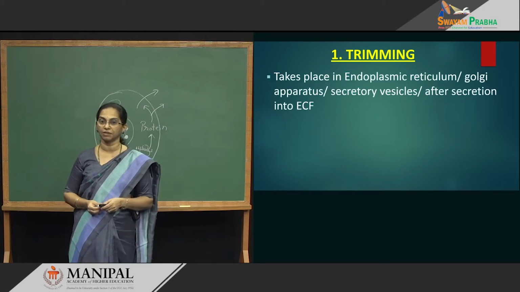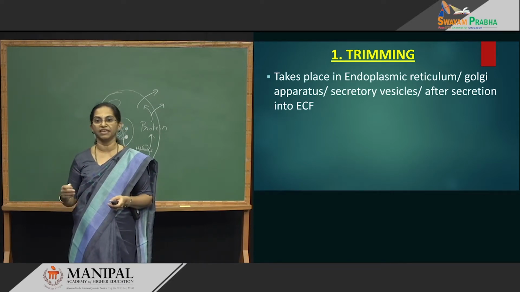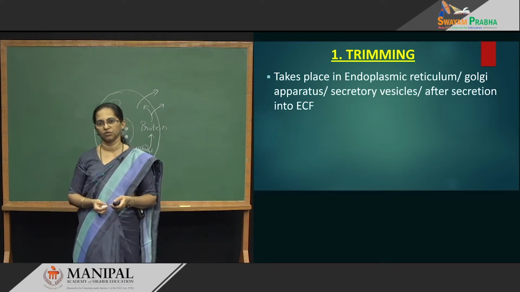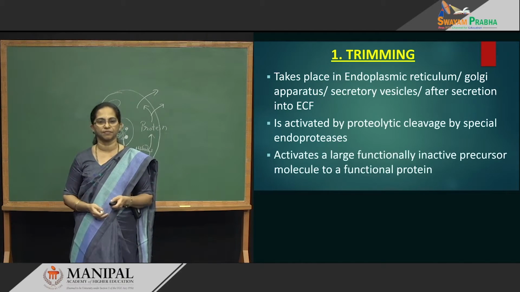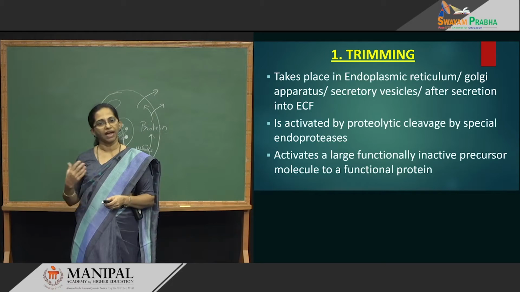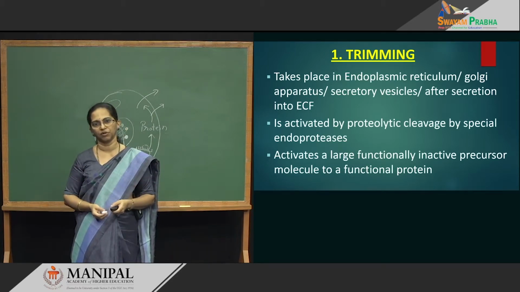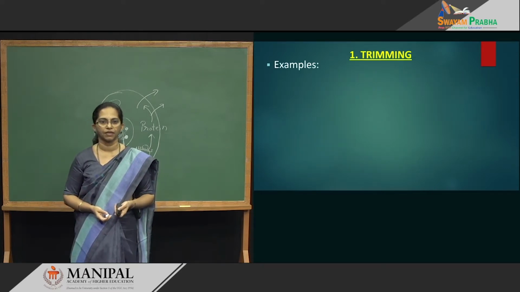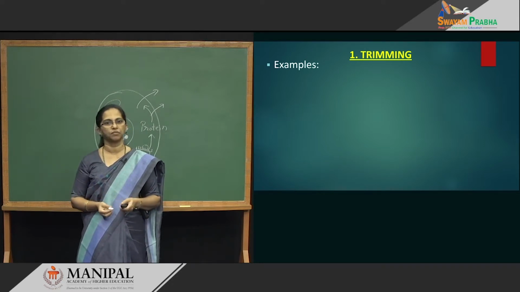Where does trimming take place? Any of these organelles. It could be on the ER, the Golgi, the secretory vesicles, or even after it goes out. So, trimming can happen anywhere. And how do you trim? You have proteolytic cleavages and you want to activate a big protein into a functional protein. So, these are the situations. So, let us give examples. And remember this trimming process.